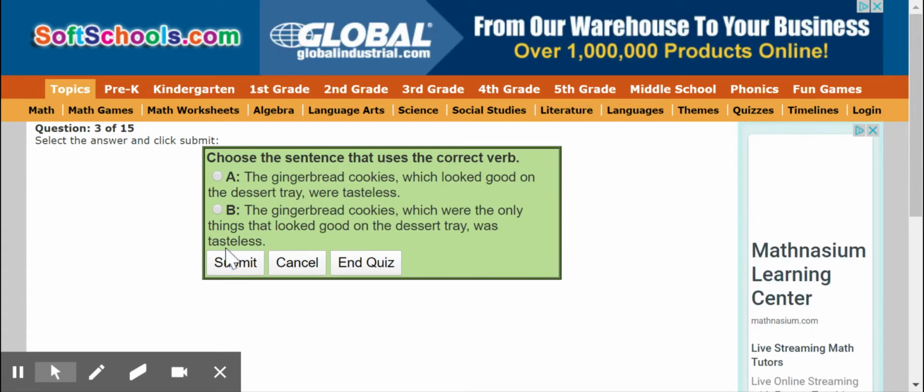All right, number 3. Here we have the gingerbread cookies, and we have an intervening phrase here, comma, which look good on the dessert tray, comma, were tasteless. The phrase between the commas doesn't even count when you're determining the subject-verb agreement in this case. So you can ask yourself, what were tasteless or what was tasteless? In this case, we're talking about cookies. Cookies is plural. Cookies were tasteless. So we are going to select A.